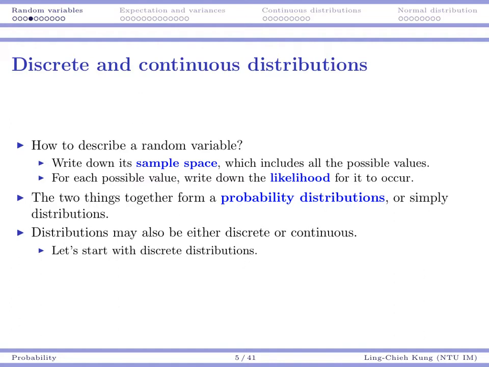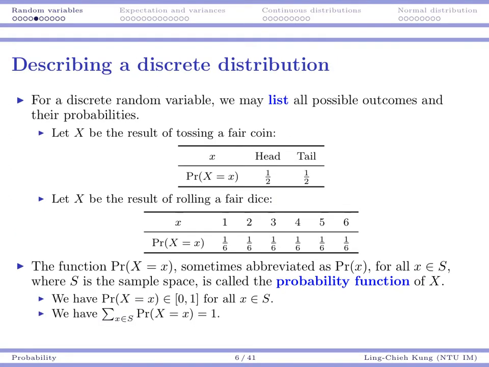As random variables may be discrete and continuous, distributions may also be discrete and continuous. Let's first introduce discrete distributions, which are more intuitive. For a discrete random variable, the task that we need to do is a little bit easier. We only need to list all the possible outcomes, and for each of them, list their probabilities to occur.